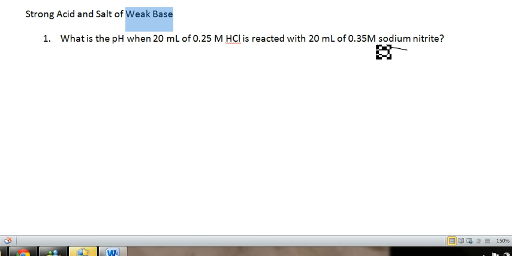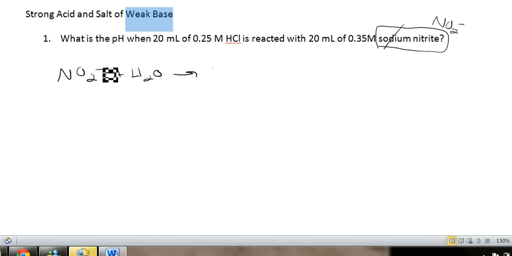So this is the sodium nitrite, which is a salt, and the sodium is a spectator ion. We don't care about it. But the nitrite, NO2 minus, is the conjugate base of a weak acid. So if we take NO2 minus and add it to water, it will take an H away from the water and make HNO2 plus OH minus, and it reaches an equilibrium. We don't have to worry about the Kb or anything of this equilibrium system.